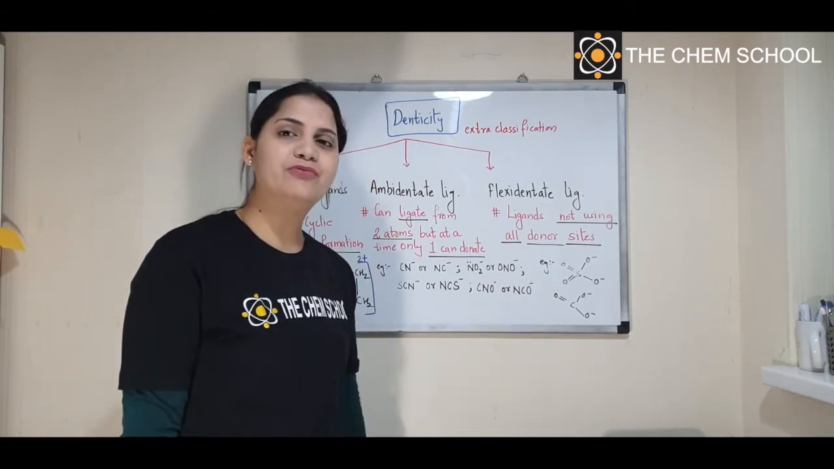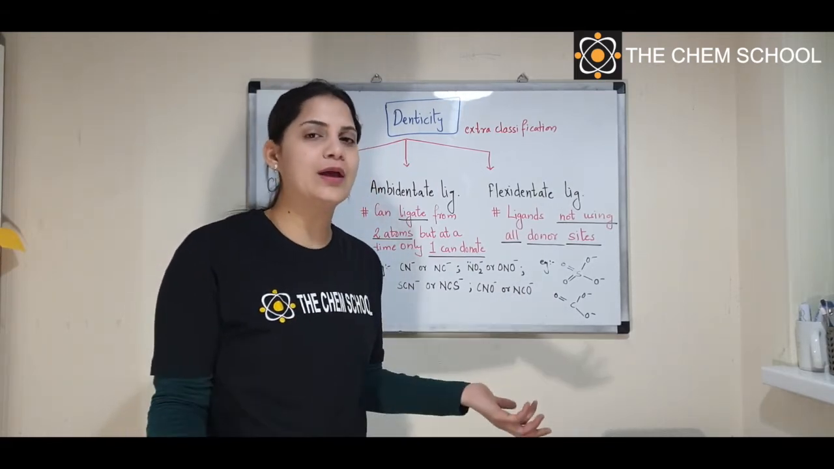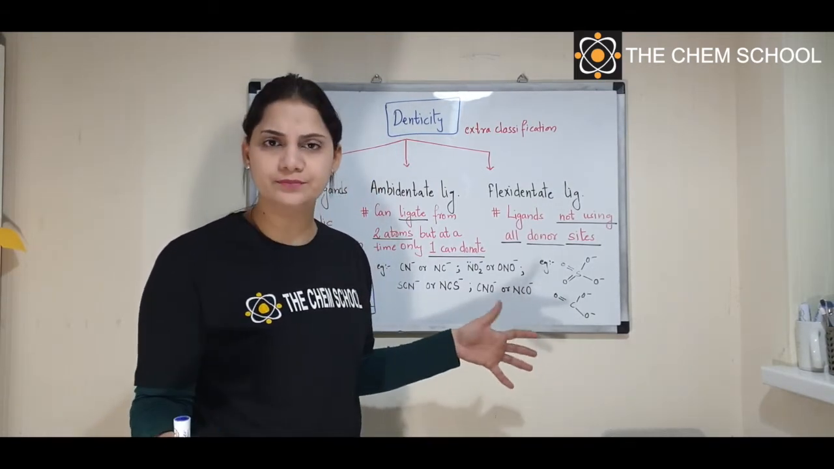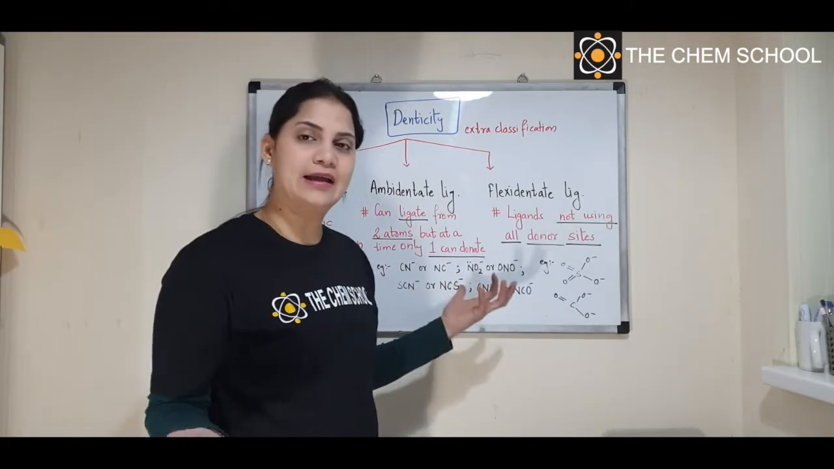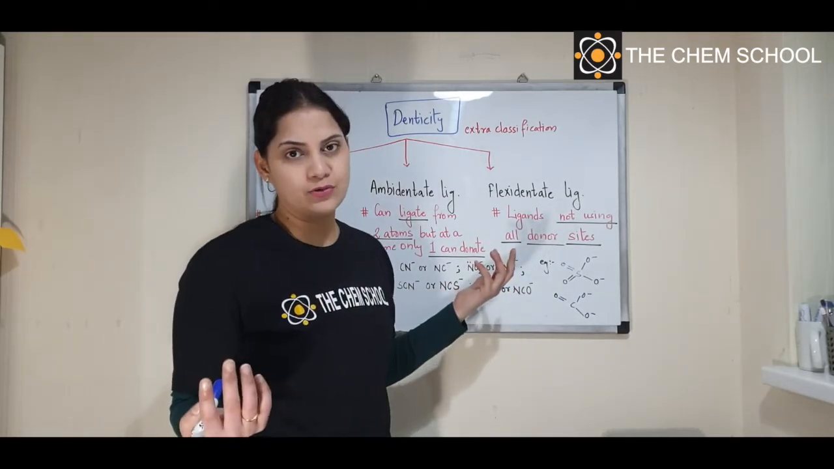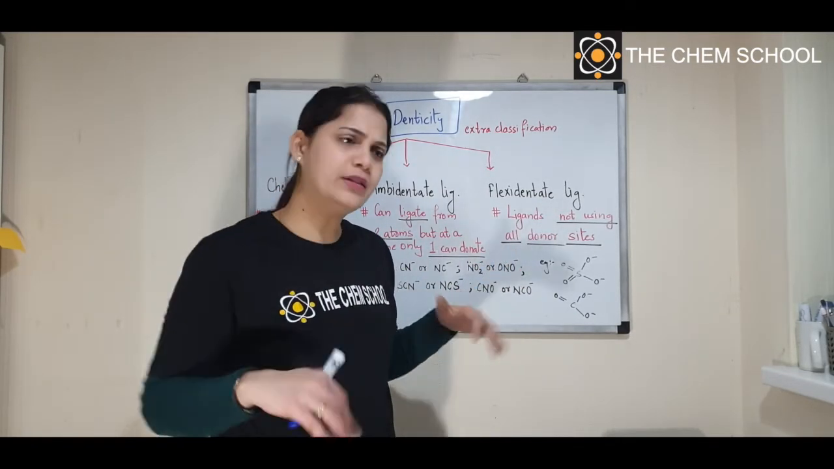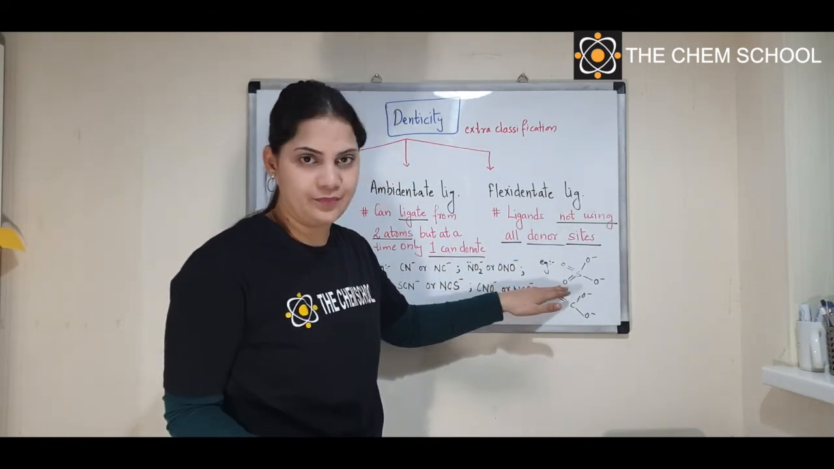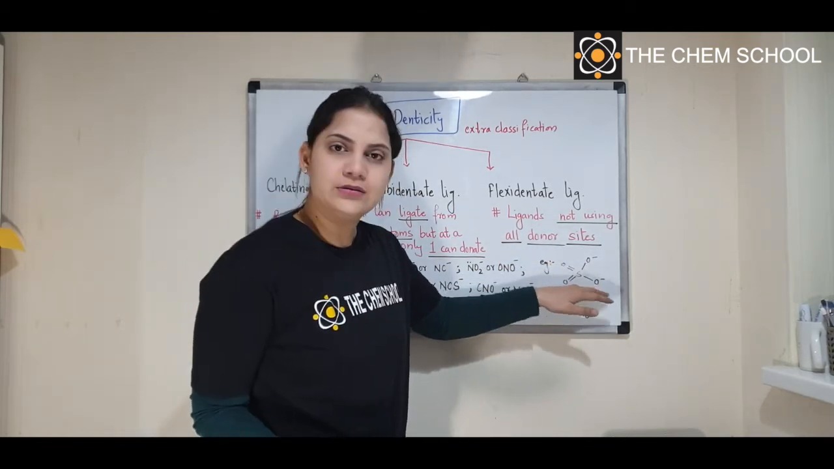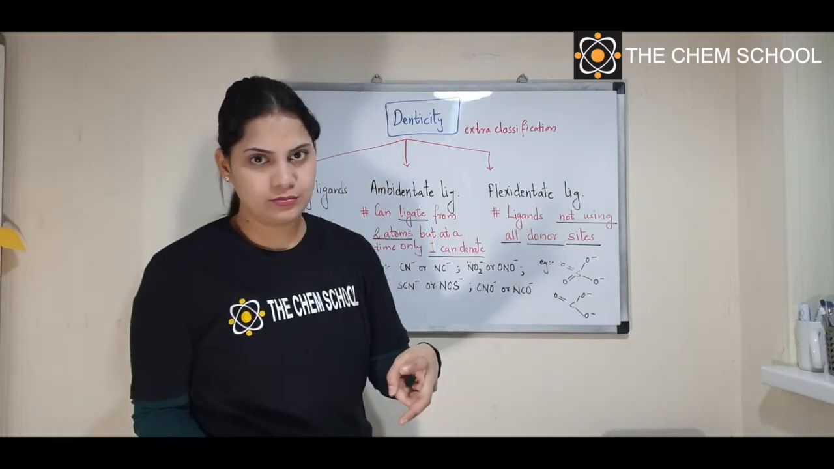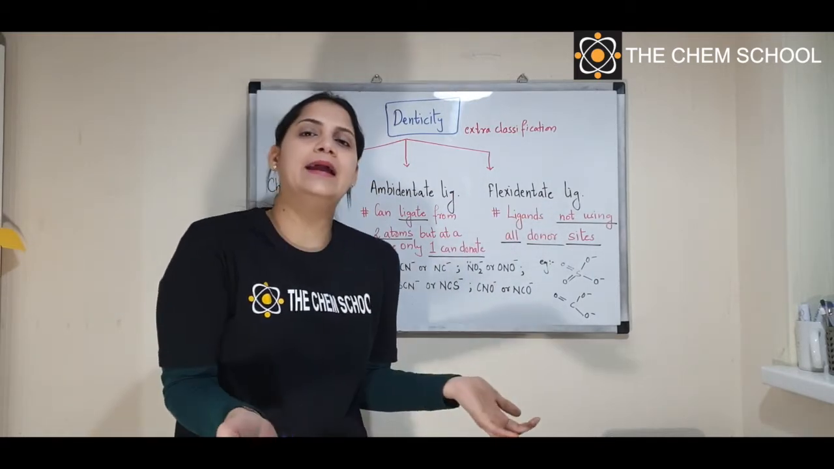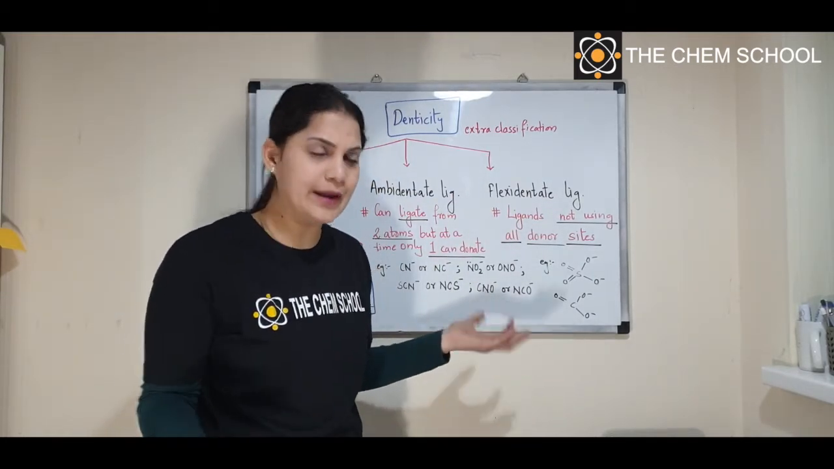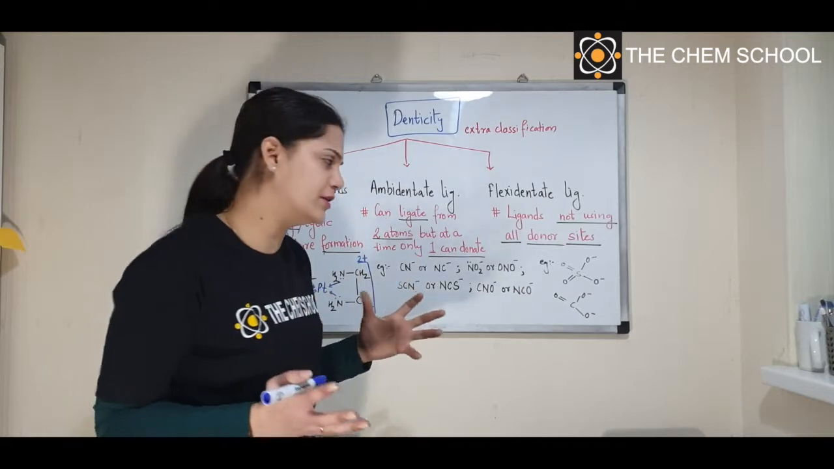The last one is flexidentate. So from the name you can understand this is going to be flexible. This type of ligand can donate multiple electron pairs if they want, or they can donate one, their choice. You can see sulfate, it has 2 O minus, it can donate both, its choice, or it can end up donating only one, depending upon the spatial arrangement of the central metal atom.